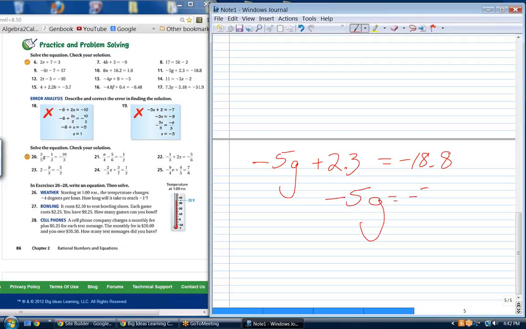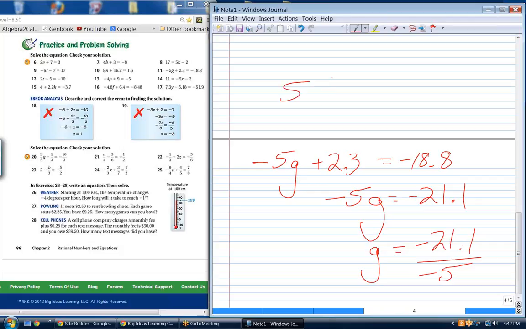Yeah, 21.1. Okay. And then you divide 21.1 by 5. Now notice we're dividing a negative 21.1 by a negative 5, so it would come out as positive. Right. So we know the answer is going to be positive.